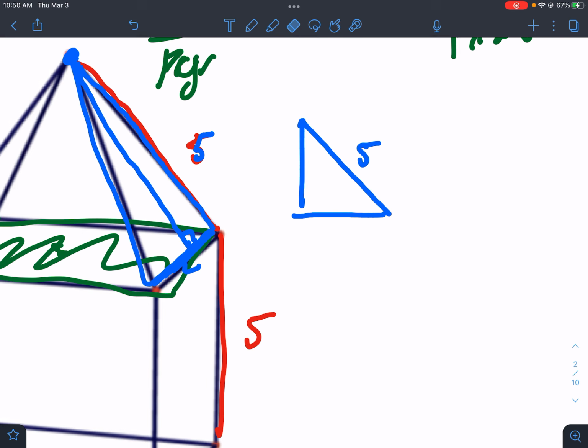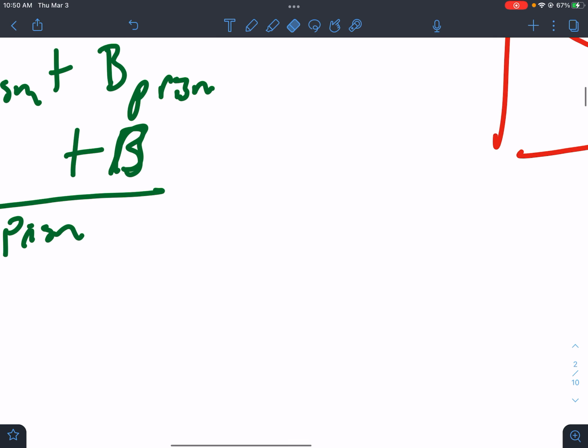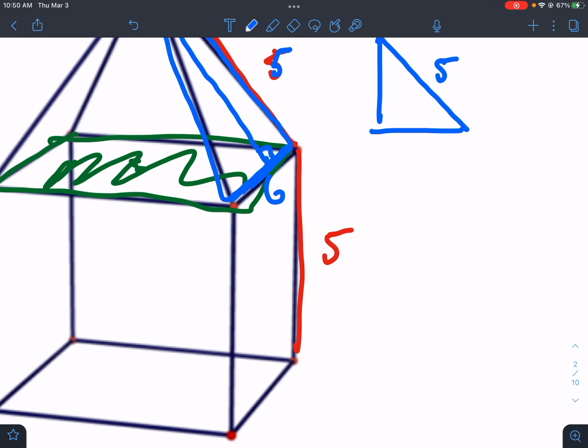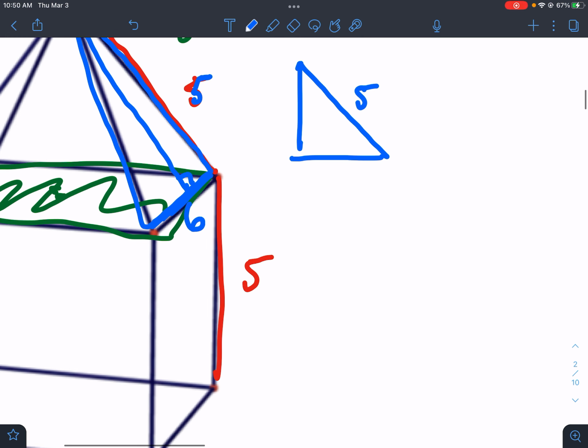Oh, wait, that's not 4, sorry, guys. How long is the side of the square? 6. That's 6. Since the entire base edge is 6, that means half of it is 3. That is a 3, 4, 5. That is my slant height. My slant height is 4.